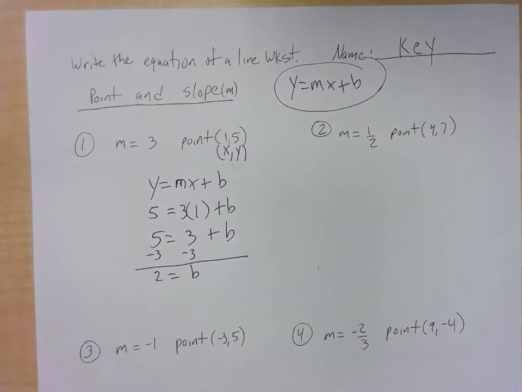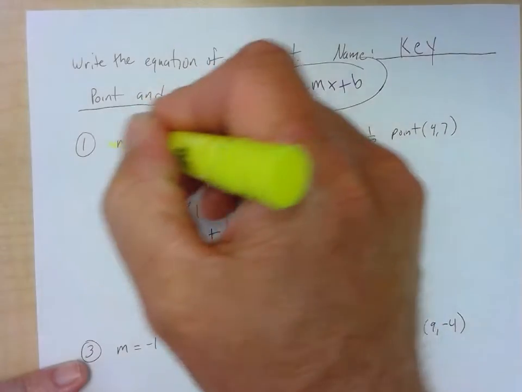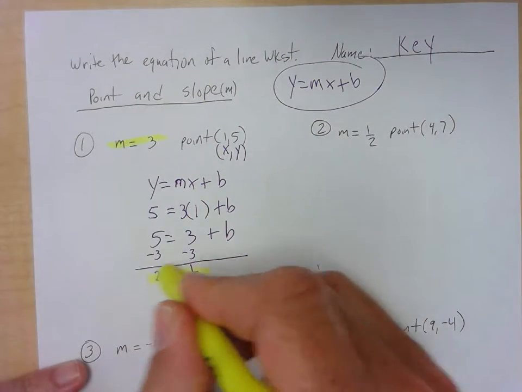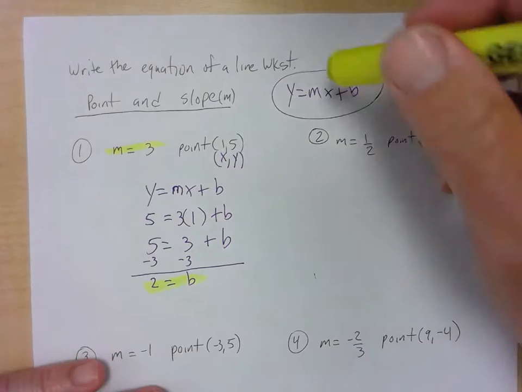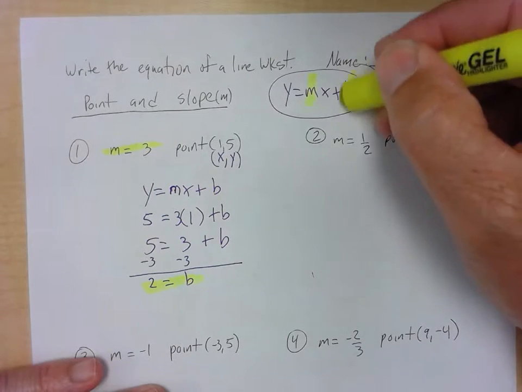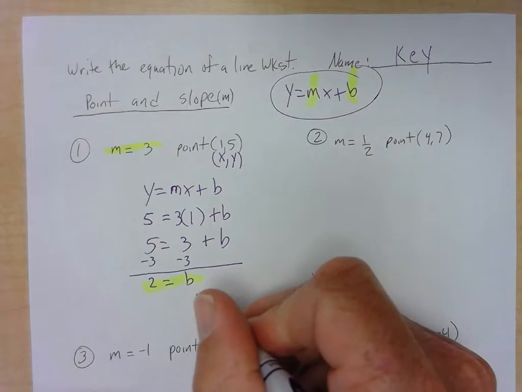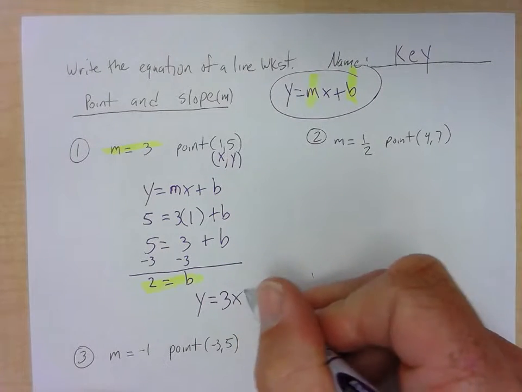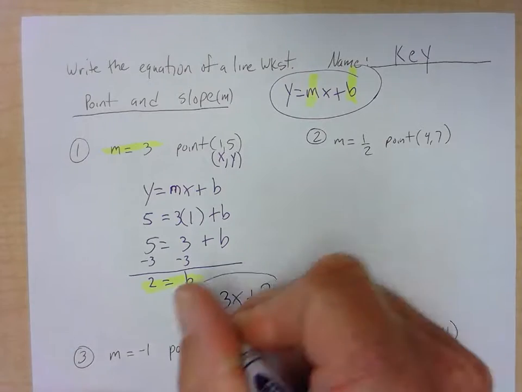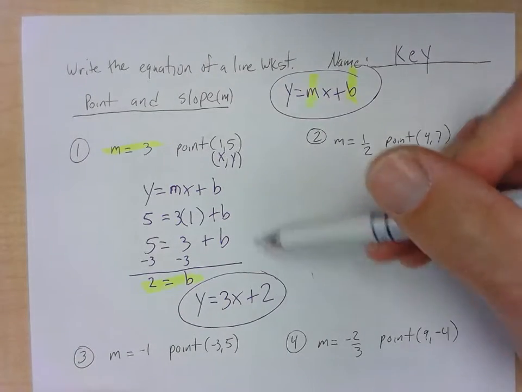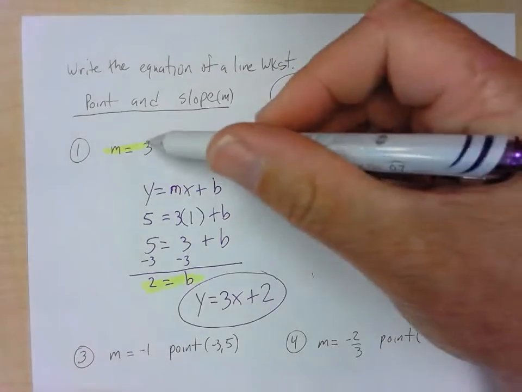Am I done? Well, mostly. I'm not done until I write the equation. And to write the equation, just like we did on the previous worksheet where we had to identify the slope and the y-intercept, I've done that. There's the slope for free, and I just calculated the y-intercept. So those two things get plugged into the m and the b slot. So we get y is equal to 3x plus 2. So this equation holds this point. This equation has that slope.